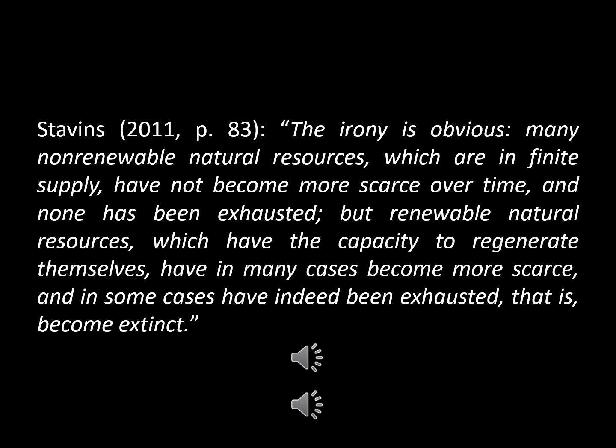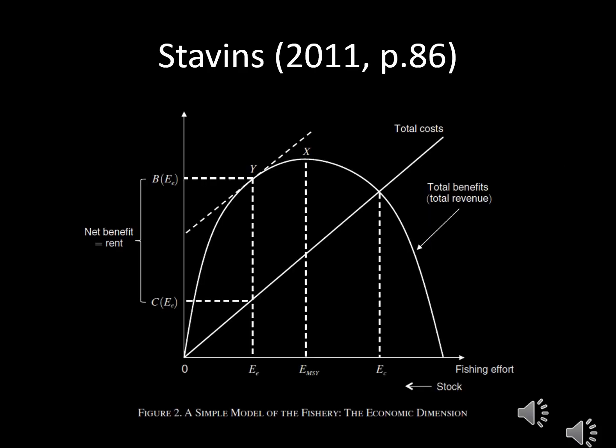Now, it may be useful here to keep in mind that Stavins is referring to the relative scarcity of non-renewable resources. And even though these have become more scarce in an absolute sense, the decrease in market prices suggests that their relative scarcity decreased. The irony remains. Stavins explains the tragedy of the commons with the help of this fisheries model.